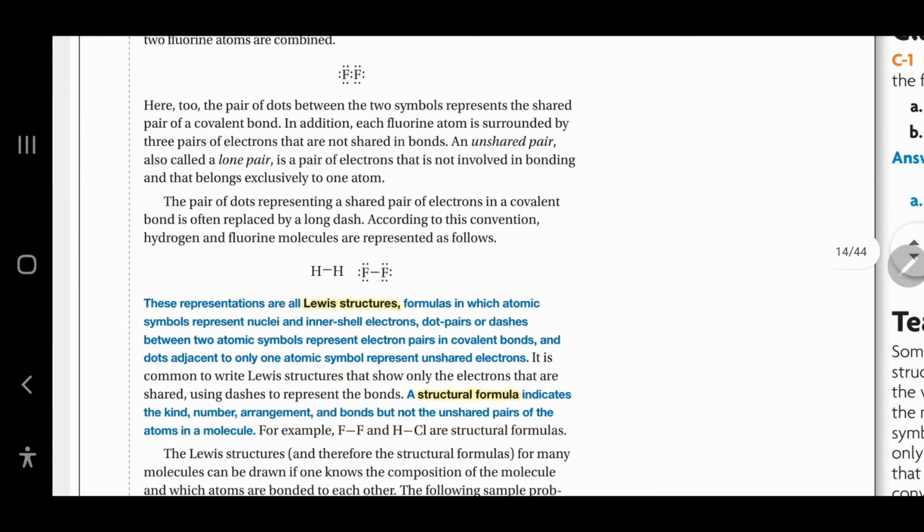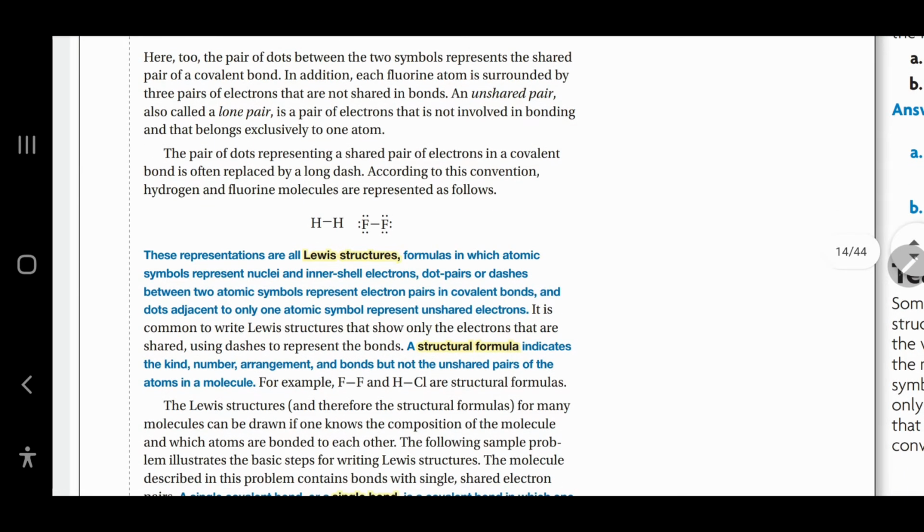Before we start with our examples, we have to know that it is also called Lewis structure, which is a formula in which atomic symbols represent the nuclei and inner electrons, which means the symbol itself, like hydrogen or fluorine or chlorine or any symbol for any atom, represents the nuclei itself and the inner electrons. This is why we don't write the inner electrons in our configuration.